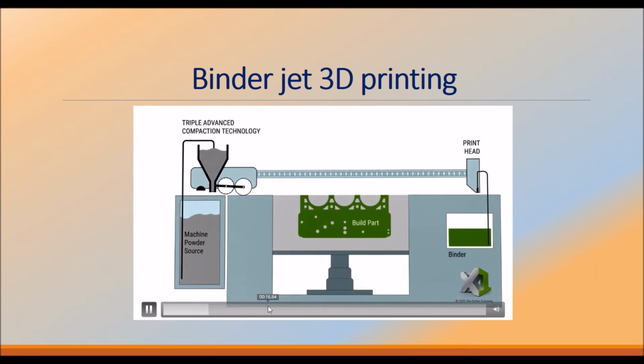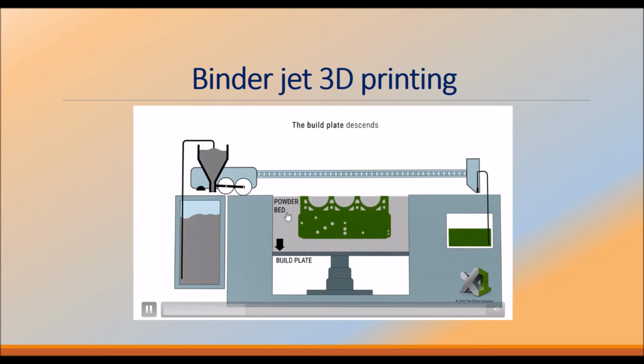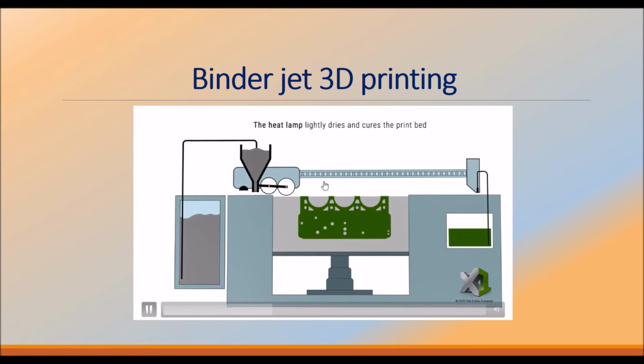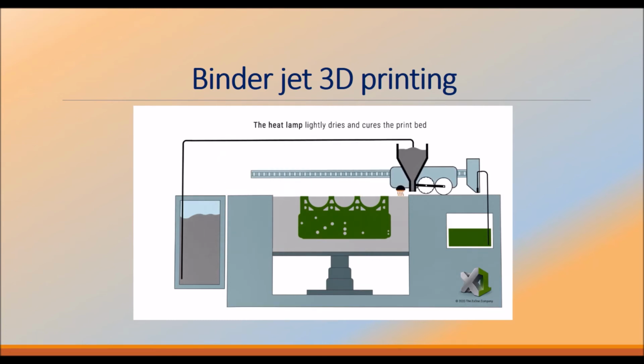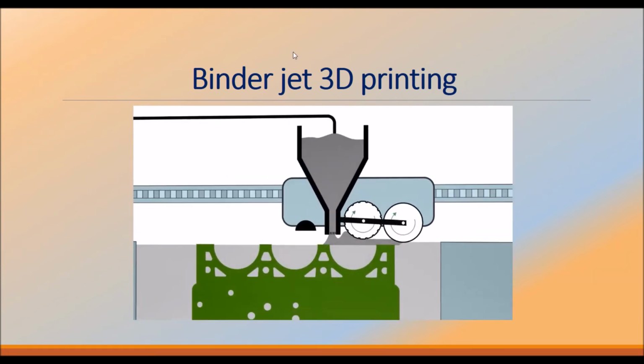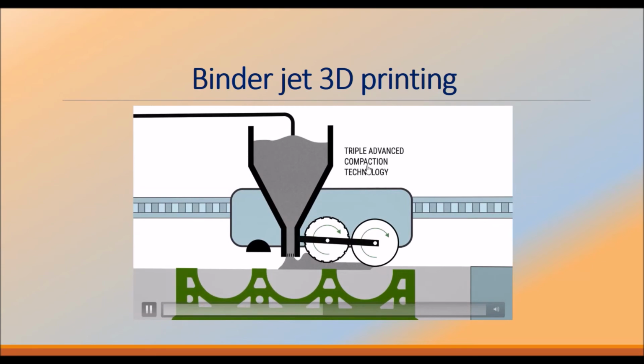So this is the build part, print head and the build bed designs. This is the powder bed. When you get a heat lamp, it lightly dries and cures on the bed, and the build platform lowers down, where the material will be deposited. So this is a spreader and this is a compactor.